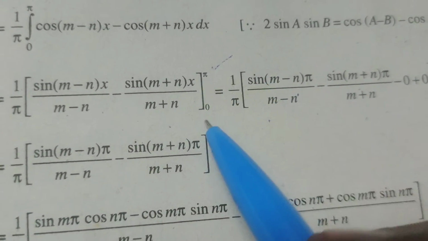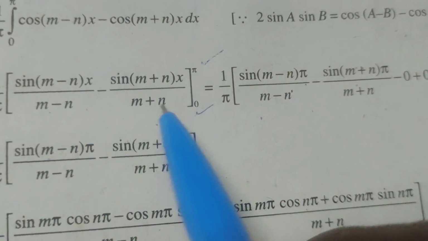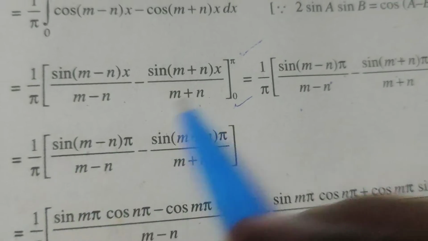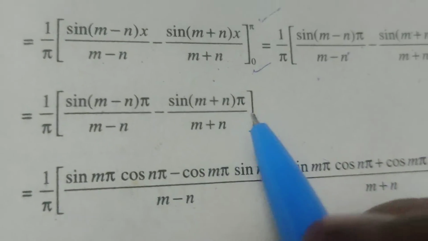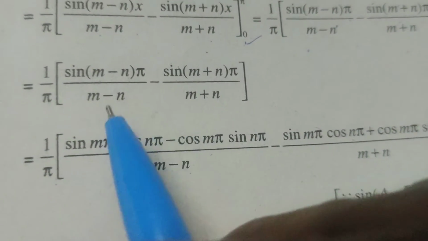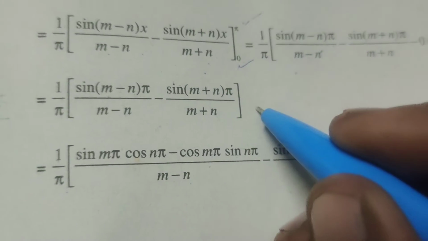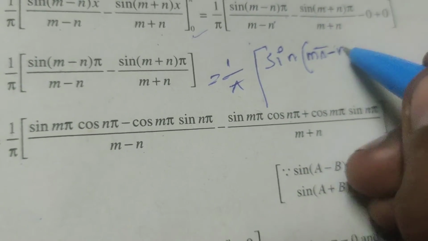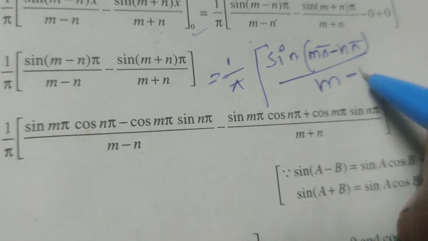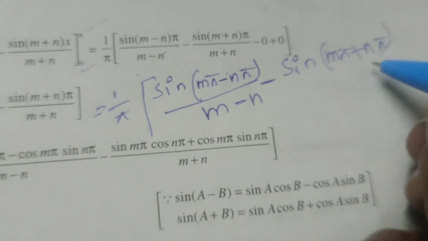Here we substitute the upper limit and lower limit in place of x. First substitute the upper limit in these two values. Next, substituting 0, both terms will give 0. Therefore 0 plus 0. Now 1 by pi into sin of m minus n times pi by m minus n minus sin of m plus n times pi by m plus n. That is 1 by pi into sin of m pi minus n pi by m minus n, minus sin of m pi plus n pi by m plus n.